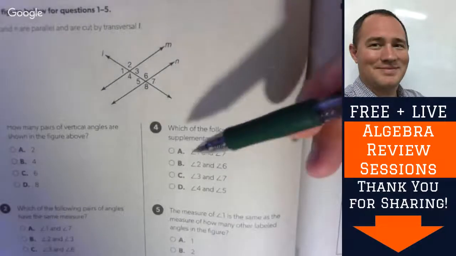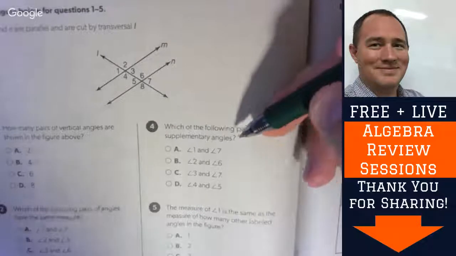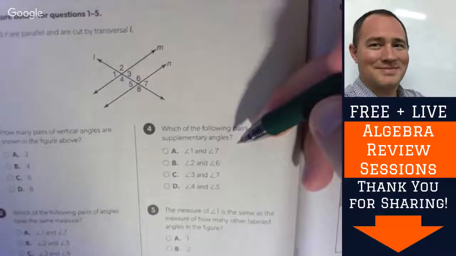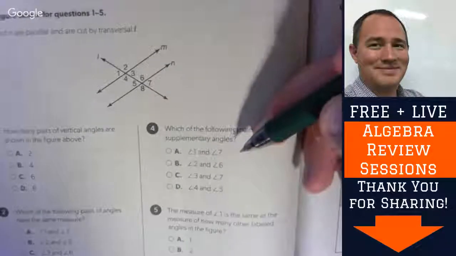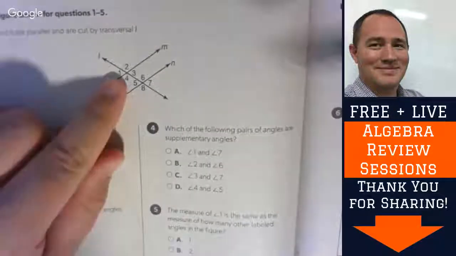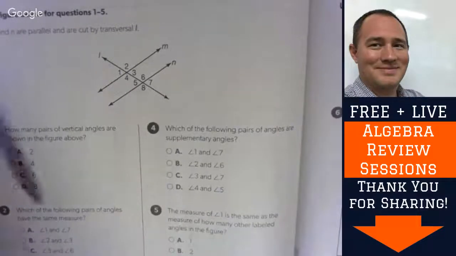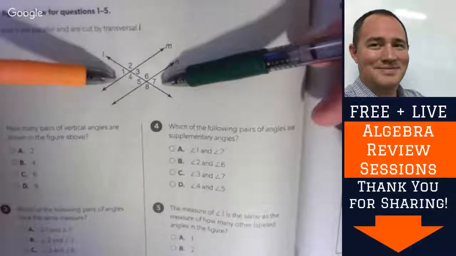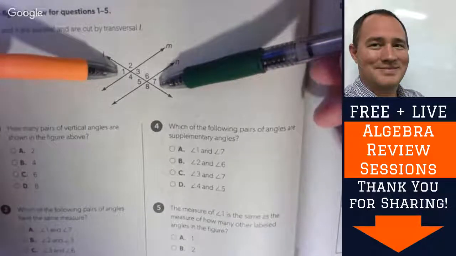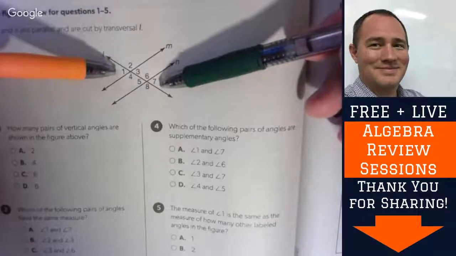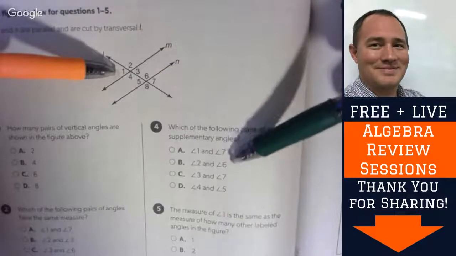So back to number 4: which of the following pairs of angles are supplementary? Supplementary angles are not equal to each other, but together they add up to 180. So 1 and 7, maybe I'll point to them like this. 1 and 7, those are alternate exterior angles. Those are equal to each other. They have the same measure, so they're not supplementary. So A is no. How about 2 and 6?